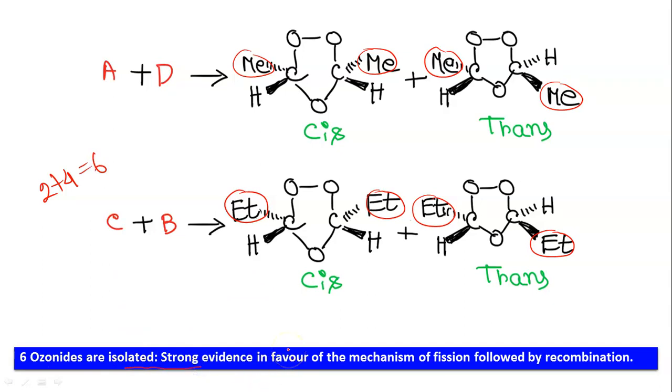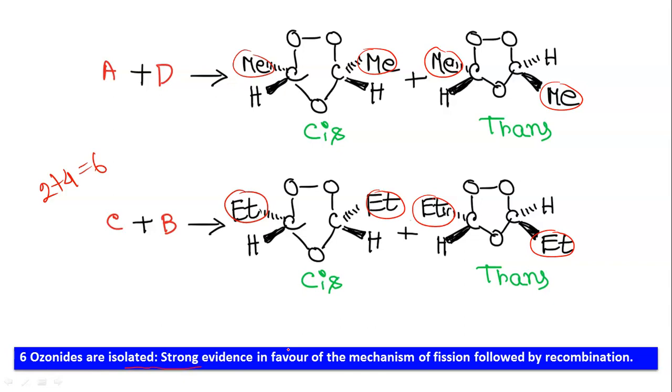So this is the strong evidence in favor of the mechanism, that first there is cleavage of the molozonide, formation of Zwitter ion and carbonyl compound, and then recombination of the Zwitter ion and carbonyl compound, and we get ozonide. The molozonide must be broken, otherwise we cannot get this type of mixed ozonide. Okay, so 6 ozonides we are getting from the unsymmetrical alkene.